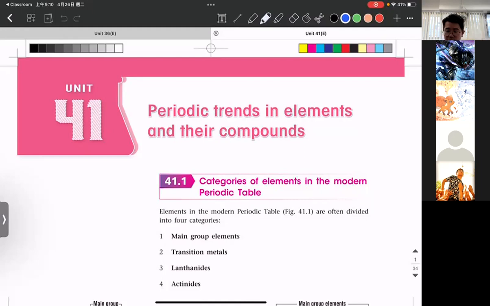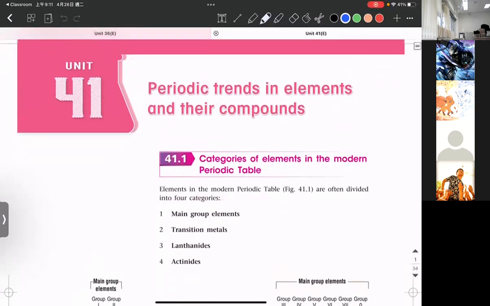Okay, now I will start the lesson. Anyway, we'll start the lesson right away. Now, the chapter for this, because I need to charge the notebook, you may not see my face. Sorry about that. But I will also continue my lesson. So the periodic trends in elements and compounds.